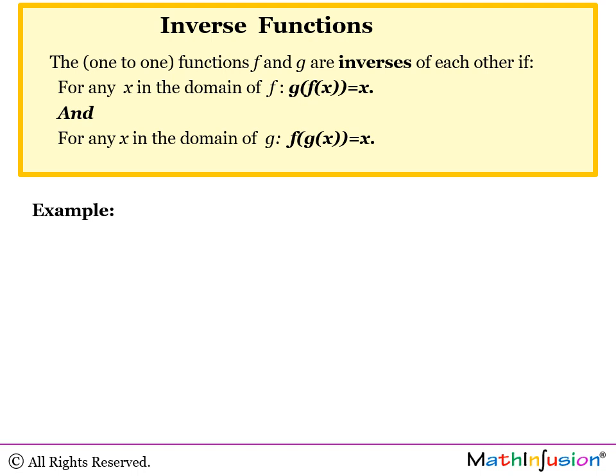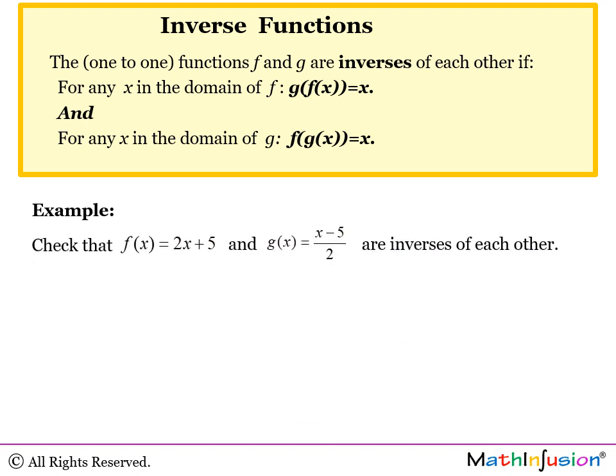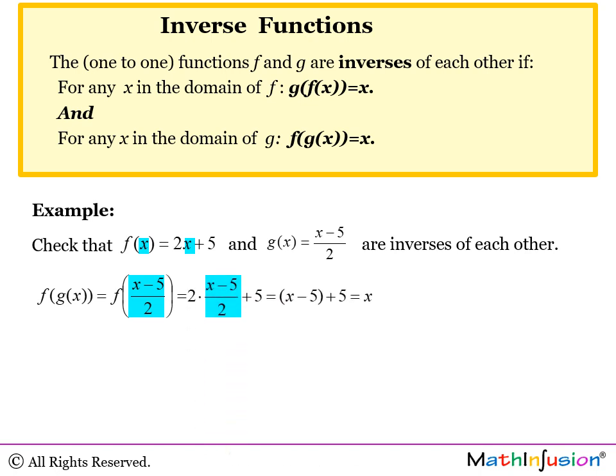We are now going to do this example, and we are going to check that those two functions f and g are inverses of each other without sketching the graph. All we need to do is to do two compositions, f of g of x and g of f of x. We will start with this one, f of g of x. It's 2 times the function g of x plus 5. We simplify the algebra and we get x.